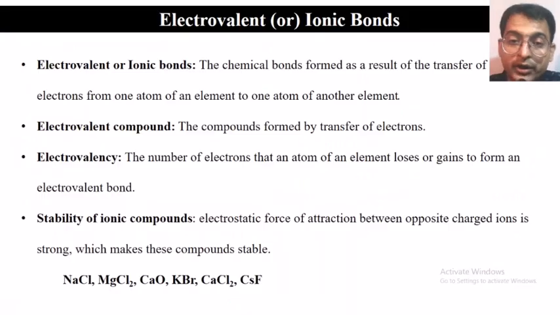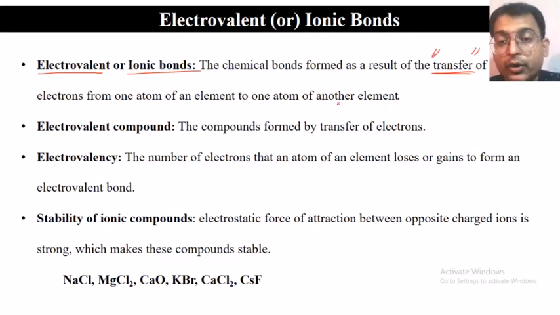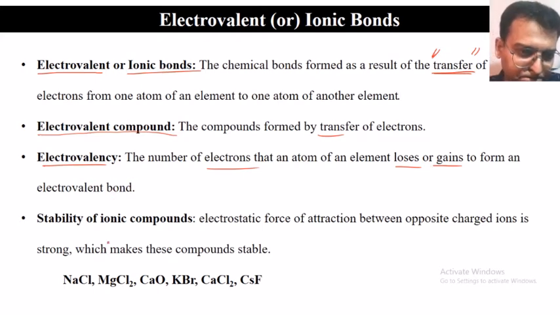So when we look at the definition of an electrovalent or ionic bond, what does it say? The chemical bond formed as a result of the transfer of electrons from one atom of an element to one atom of another element. What is an electrovalent compound or ionic compound? The compound that is formed by the transfer of electrons. And electrovalency is the number of electrons that were lost or gained to form the electrovalent bond.